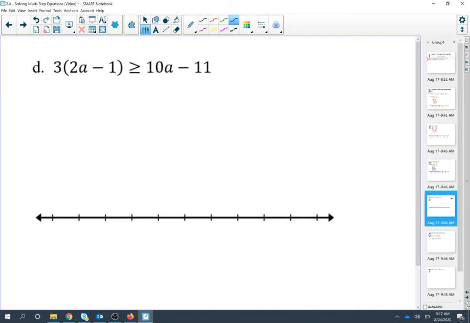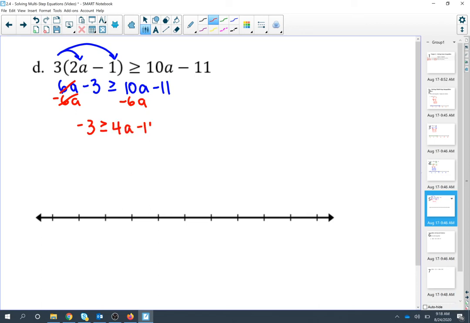Letter D, 3 times the quantity 2a minus 1 is greater than or equal to 10a minus 11. On this one, the first thing we need to do is simplify the left-hand side. So I'm going to distribute my 3, which is going to leave me with 6a minus 3 is greater than or equal to 10a minus 11. Then I'm going to try to get all of my variables to one side. I'm going to subtract 6a. Negative 3 is greater than or equal to 4a minus 11.